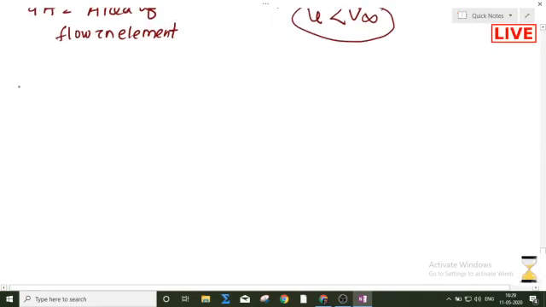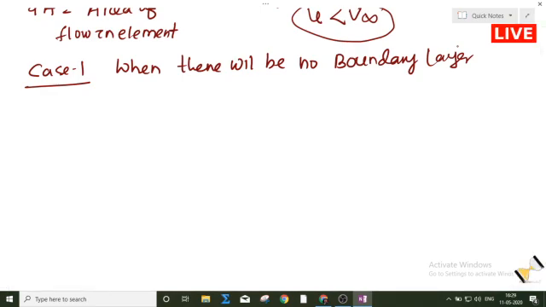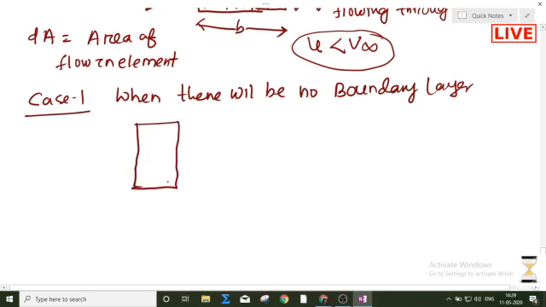Suppose I am taking case 1, when the boundary layer is not present. There will be no formation of the boundary layer. Then the rate of mass inflow will be what? Suppose there is no formation of the boundary layer, the free stream velocity will be what? This is my free stream velocity, and this is my solid plate.